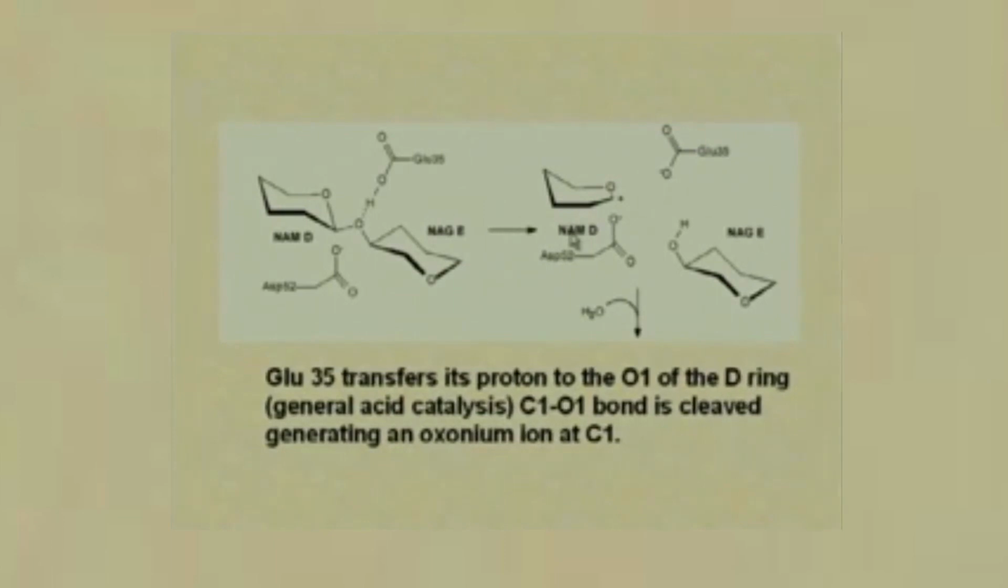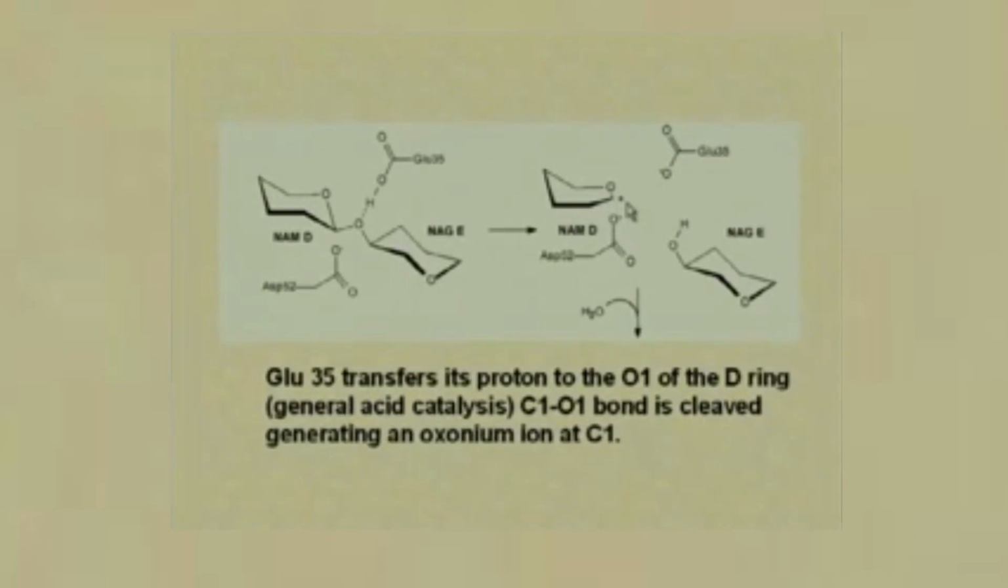So, we have our N-acetyl muramate and our N-acetyl glucosamine that is cleaved. What happens is glutamic acid 35 transfers its proton to the O1 of the D ring. This is the O1 of the D ring. So, what happens is the C1O1 bond is cleaved, generating what is called an oxonium ion. Okay? So, what has happened now?